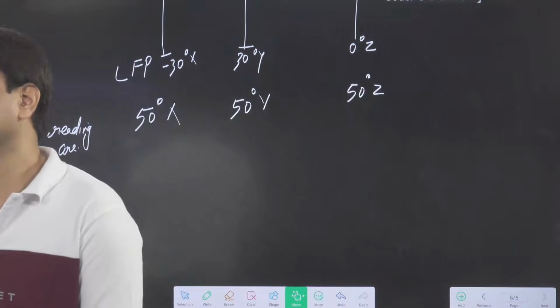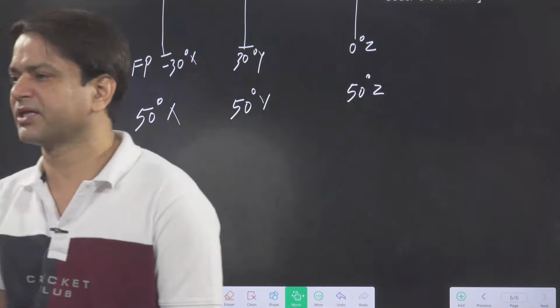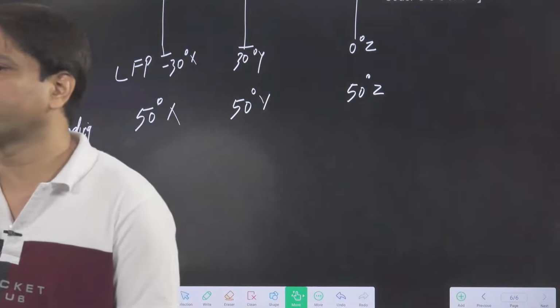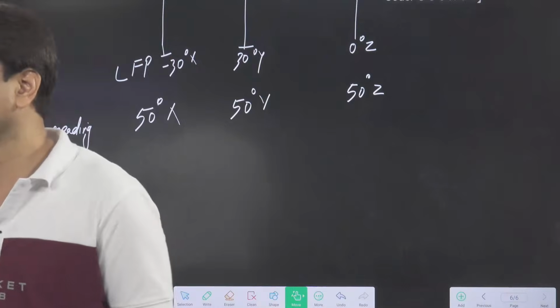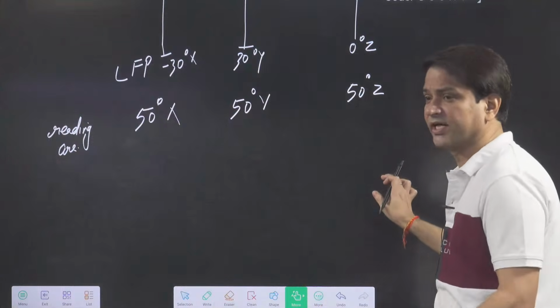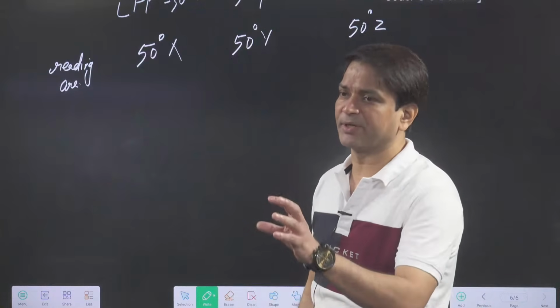So anyone you can take, either you can convert all temperatures in X or you can convert all temperatures in Y. Suppose I am converting all in Y, then only two I have to convert in Y, X and Z. Y is already in Y, no? So we will not introduce the fourth scale because it will unnecessarily increase our work. It will take time. So I am converting all temperatures in Y.